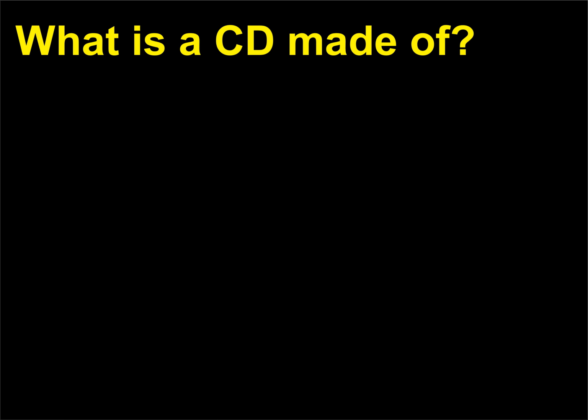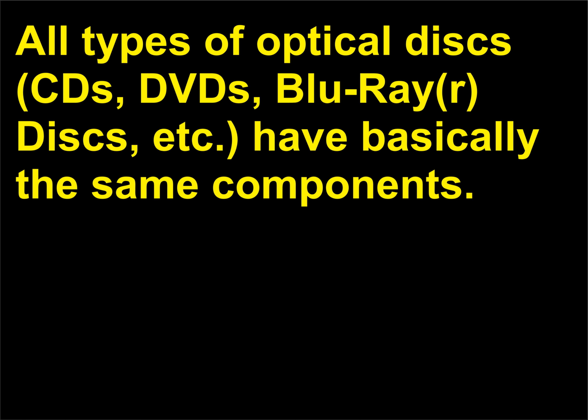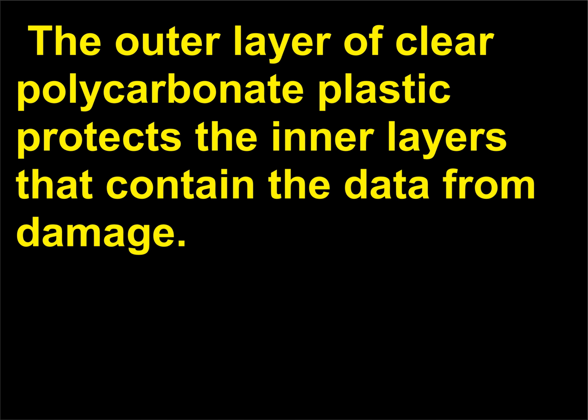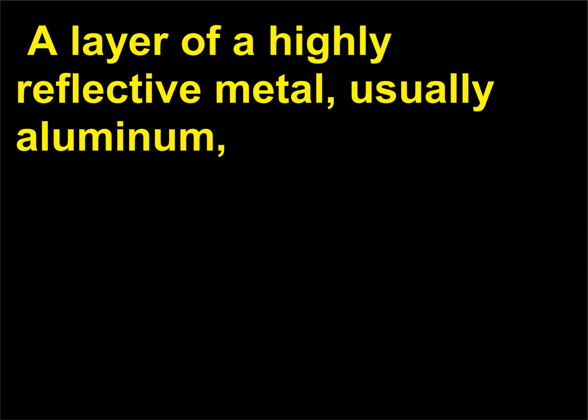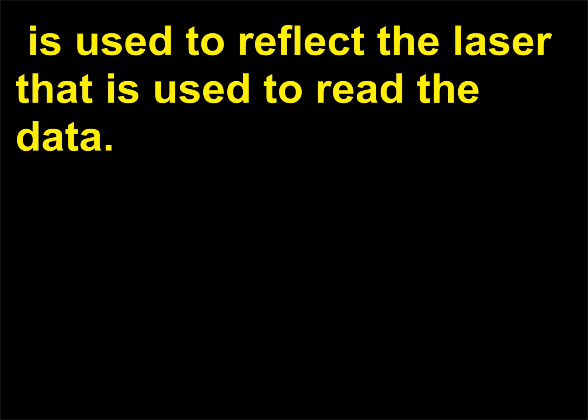What is a CD made of? All types of optical discs, CDs, DVDs, Blu-ray discs, etc., have basically the same components. The outer layer of clear polycarbonate plastic protects the inner layers that contain the data from damage. A layer of a highly reflective metal, usually aluminum, is used to reflect the laser that is used to read the data.